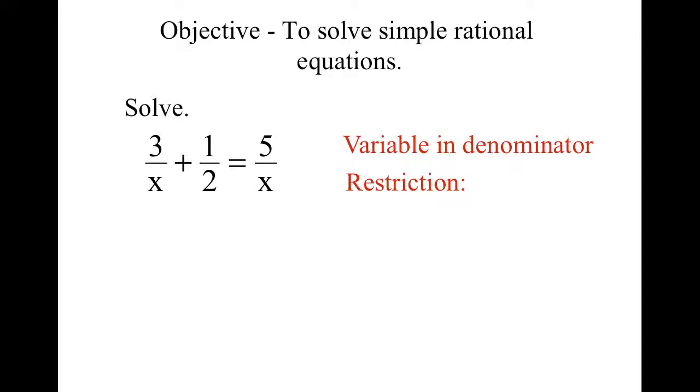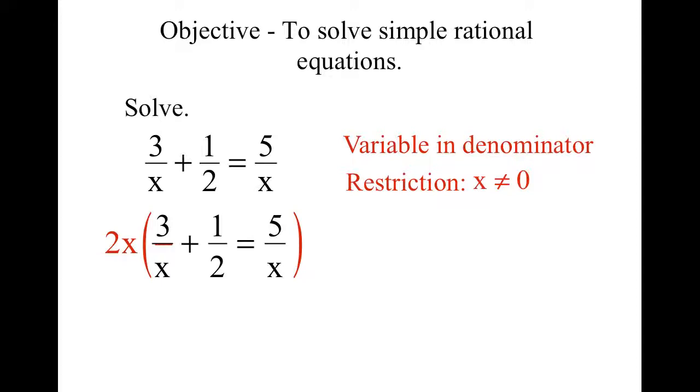Now, before we really get going, the one thing you always have to think about are your restrictions. What is x not allowed to be? x is not allowed to be 0. That's the one rule, because fractions cannot be divided by 0, so I can never have a 0 in the denominator. Since I have a variable there, I am not allowed to have a 0 for that x. So I'm going to clear my fraction by multiplying all terms by that least common multiple, 2x.